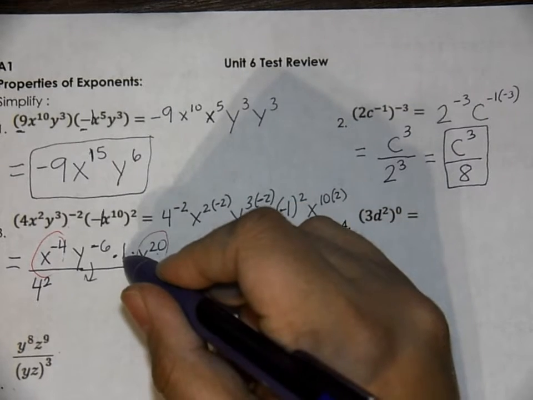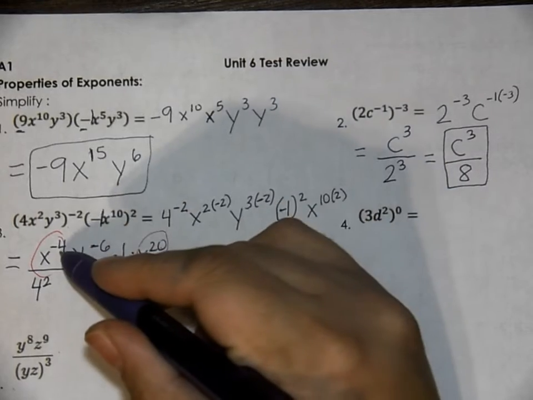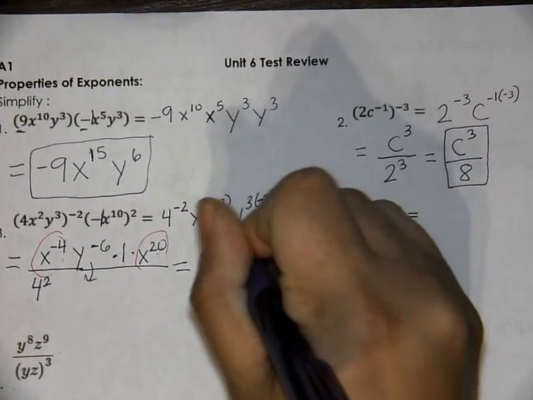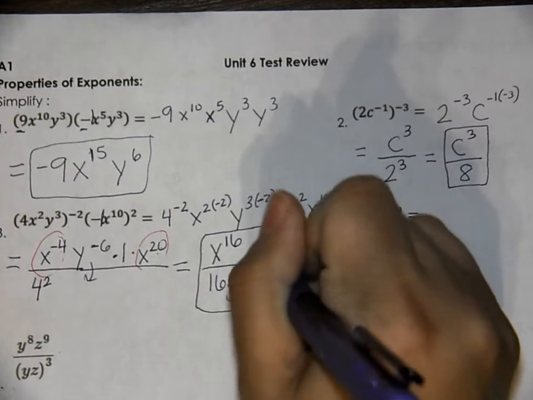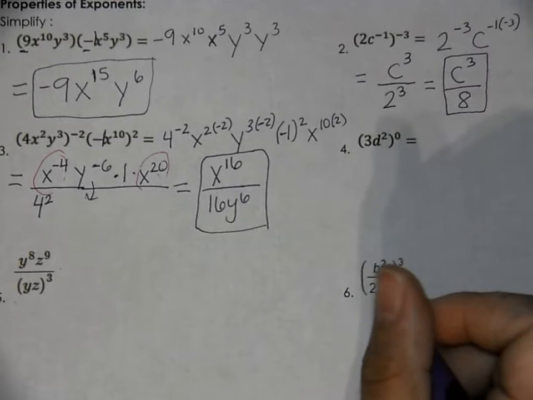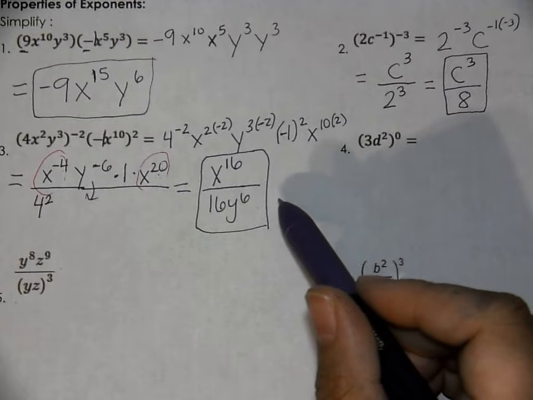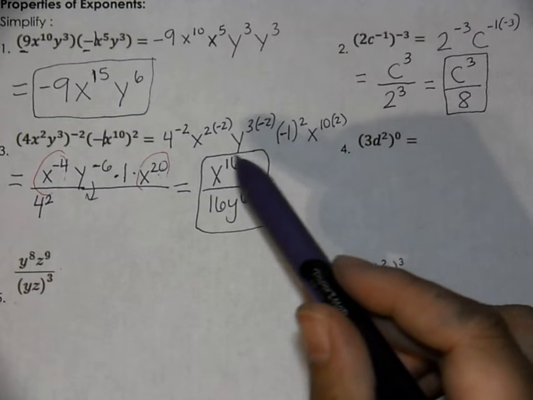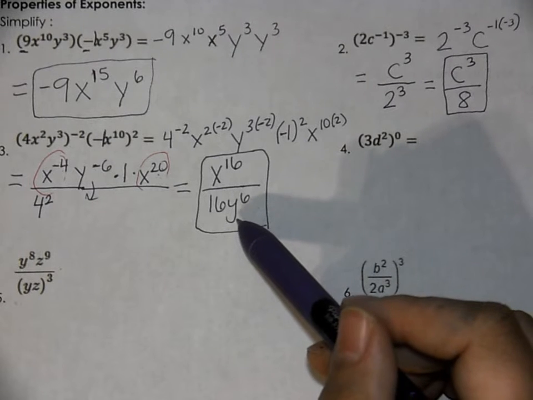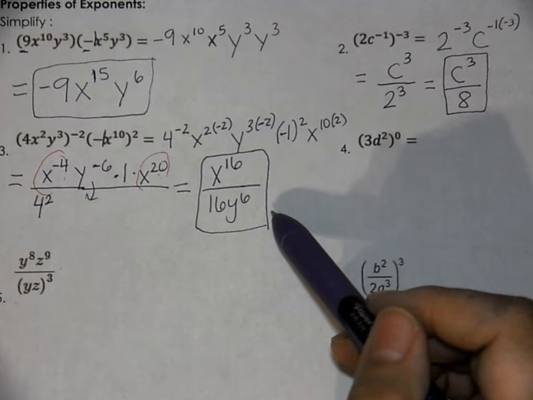So the 1 does nothing. If you want to put a 1 here as a placeholder, you can. But 20 plus a negative 4 is going to be 16. So the final answer looks like this. x to the 16th divided by, or over, 16y to the 6th. And that's as far as you can simplify, because there's no negative exponents, there's no repeating x's or y's or any other variables that come up again. All right, and that's it for that one.